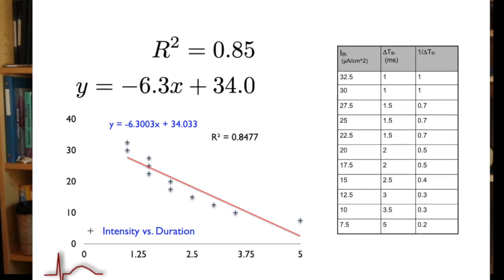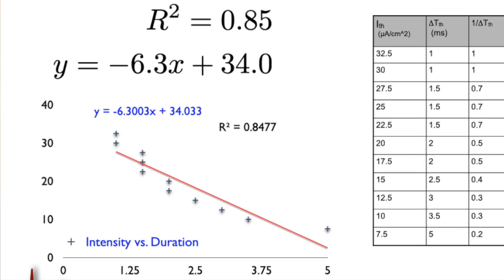Here's, for example, a simple linear fit of the intensity and the time, the duration of the actual pulse. And we see that gives us a fit. There's an R squared value. That's sort of a figure of merit. Hopefully you've seen those before. 0.85 is pretty good in lots of situations.